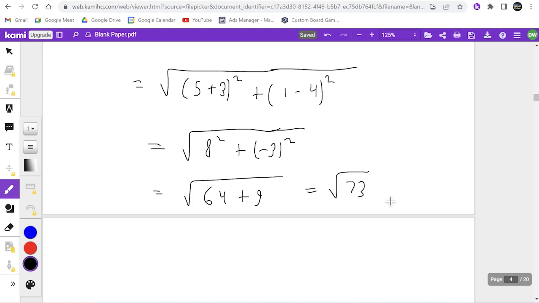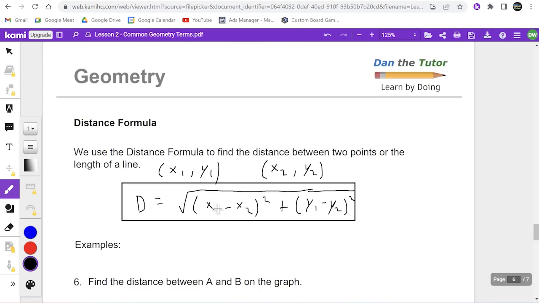So in other words, the order of the x1 and the x2 and the y1 and the y2 does not matter. All that matters is that you're subtracting inside the parentheses. I repeat, subtract inside the parentheses and then add the two x's and y's together. And then the square root. Any questions there?